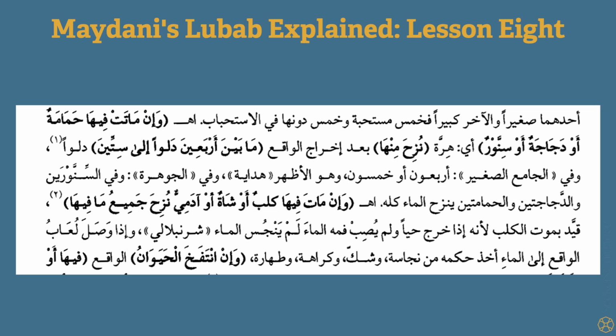Where is the masala? Let me go back. So in كان الواقع كبيرا والبئر كبيرة, if the animal is big and the well is big, فالعشر مستحبة, then an additional 10 is mustahab. And if one is big and the other small, like the animal is bigger and the well is smaller, or the other way around, it says وإن كان أحدهما صغيرا والآخر كبيرا فخمس مستحبة وخمس دونها في الاستحباب, right? So then 5 is mustahab, and this 5 is less for the istihbab. So instead of having the 10 for istihbab, because one is small, the istihbab is reduced by 5. That's what he's saying. وَإِمَاتَتْ فِيهَا حَمَامَةٌ.